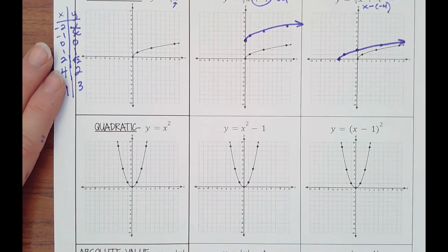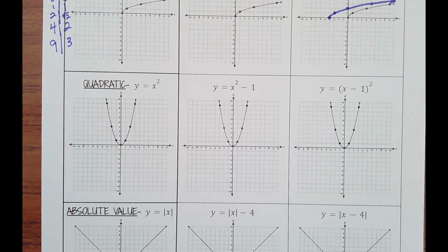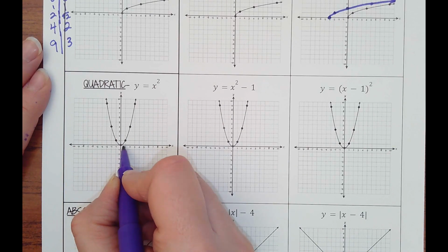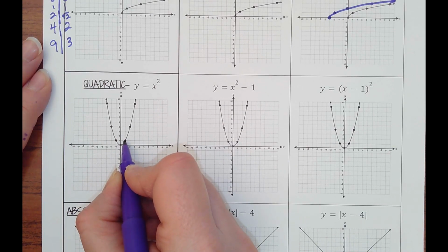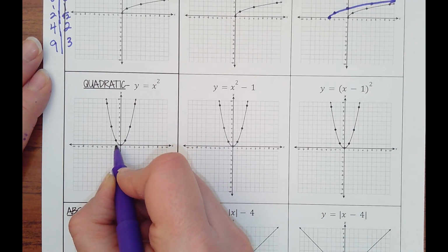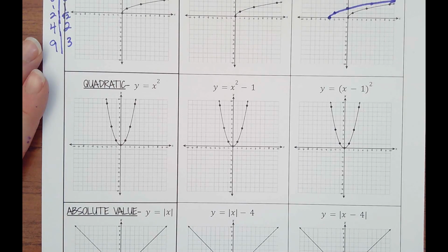All right, next function is quadratic. We should be familiar with this one. And I'll point out too that all these posters are up on my wall. The quadratic parent is y equals x squared, where it has 0, 0, and then if I plug in 1, 1 squared is 1. If I plug in 2, 2 squared gets me up to 4. If I plug in -1 squared, that's positive 1. If I plug in -2 and square it, that's positive 4. So it has this symmetry over the y-axis.